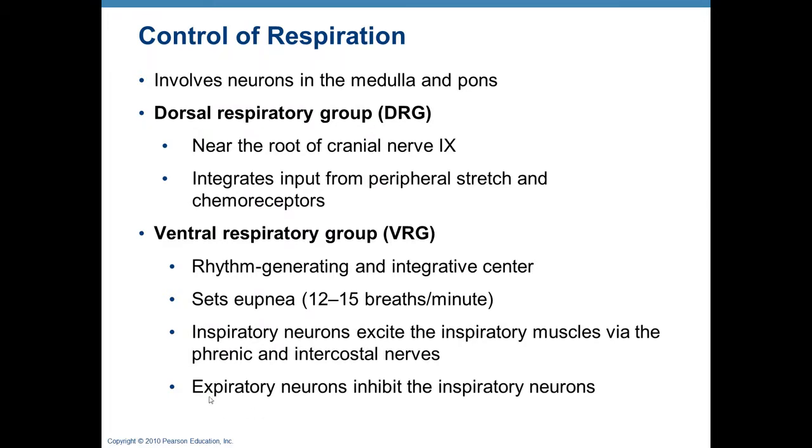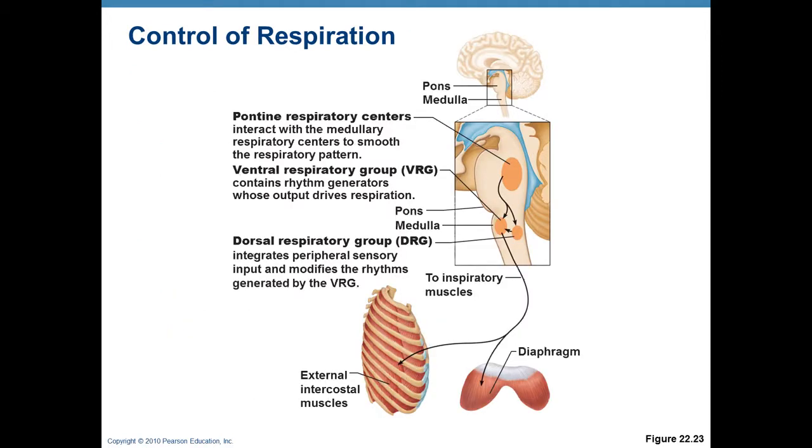Then there also are expiratory neurons. So there are neurons that have to inhibit these neurons that are trying to excite your diaphragm and intercostal muscles. You've got some neurons that have to inhibit those so that the diaphragm and those other muscles will relax so that you can exhale.